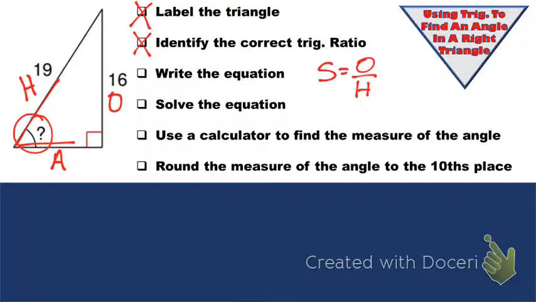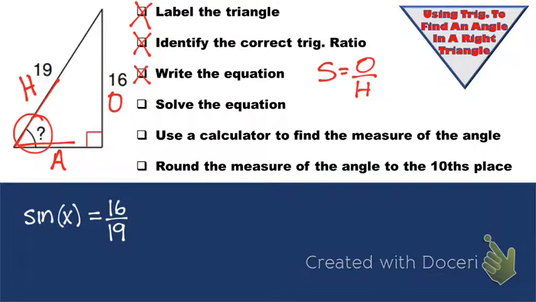The third step is to write the equation. So on this problem, our equation will be the sine of x, because that's where the angle usually goes, but we don't know what the angle is. We just have a question mark there, equals the opposite side, which is 16, over the hypotenuse, which is 19. And that is our equation.